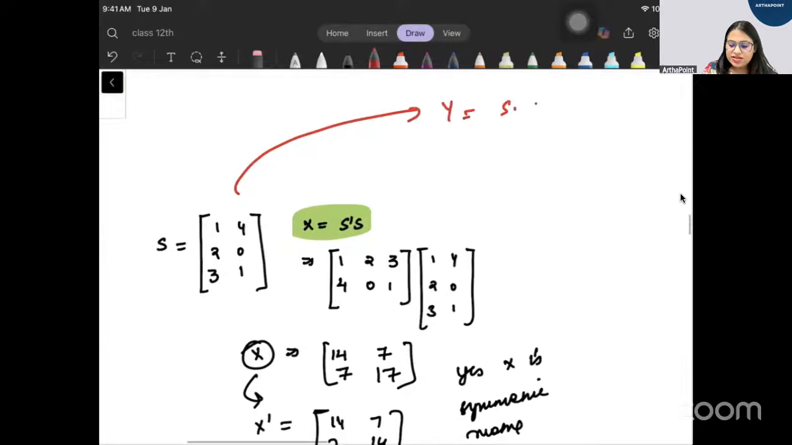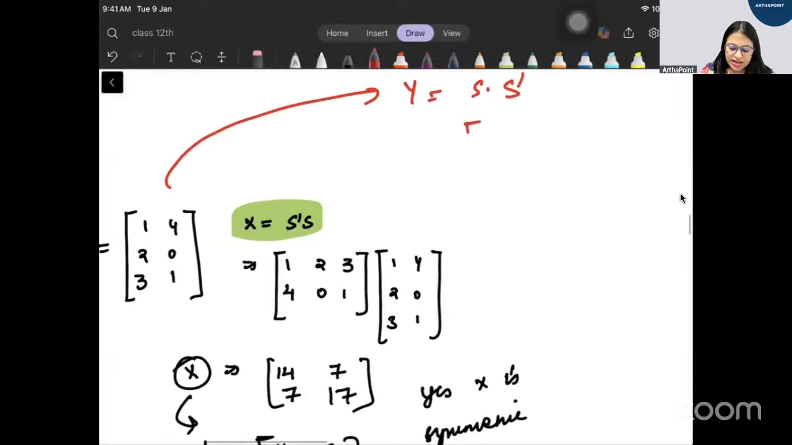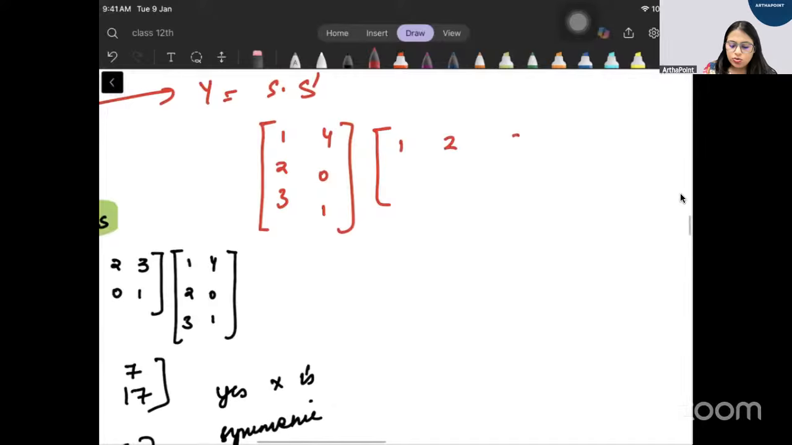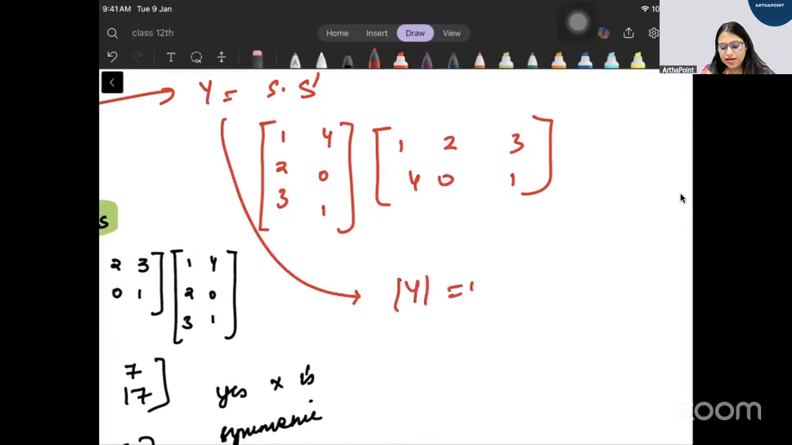Now similarly, you take the matrix Y. So what was Y? S into S transpose. So S I took as 1 2 3 4 0 1 and the transpose of S will be 1 2 3 4 0 1. Just multiply and get it. So this is going to be 1 plus this. So just go ahead and get the matrix, right? I hope you will be able to do it. You will go ahead and notice that when we find the determinant of Y, you should get the answer as 0, right? So that is the property.